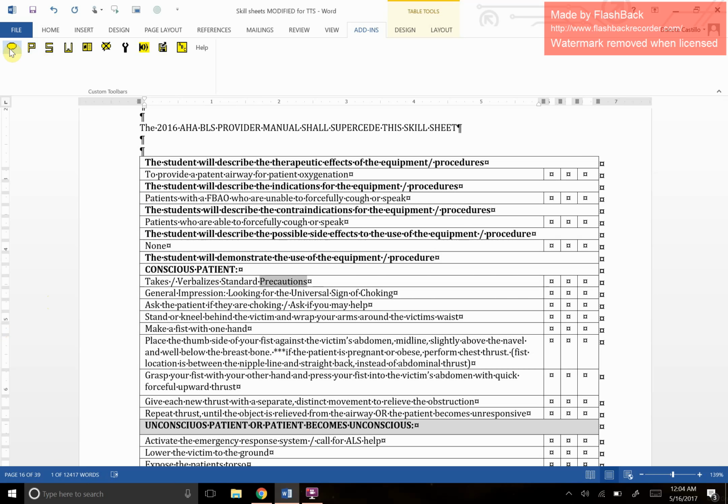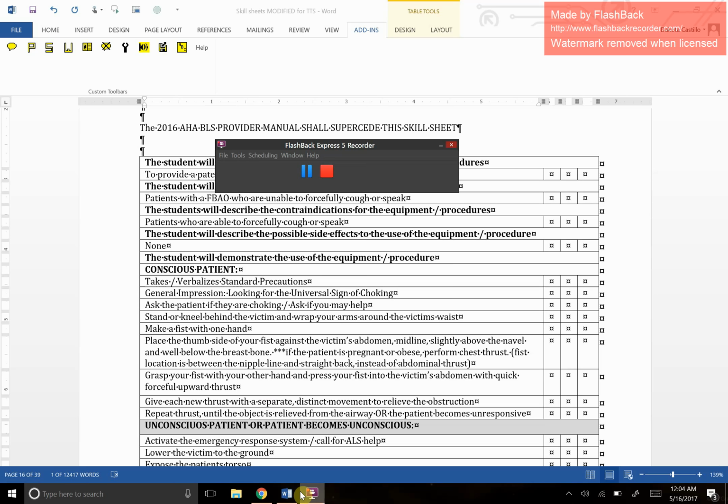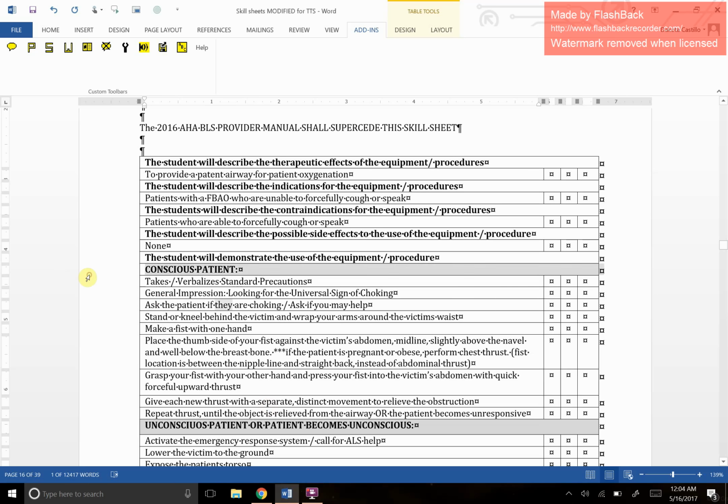Take/verbalize standard precautions. General impression, looking for the universal sign of choking. Ask the patient if they are choking/ask if you may help. Stand or kneel behind the victim and wrap your arms around the victim's waist. Make a fist with one hand.